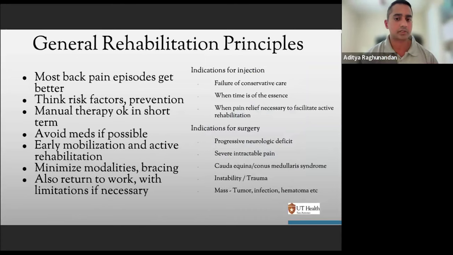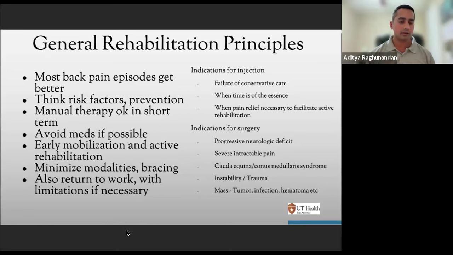And then the big picture, general rehab principles. The good news is most of these back episodes get better. Think about what's causing it. What is the risk factor? How did this patient get there? How did they get to your office? And how do I prevent this from becoming a chronic issue?